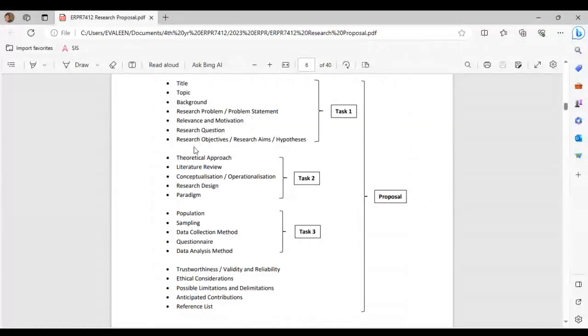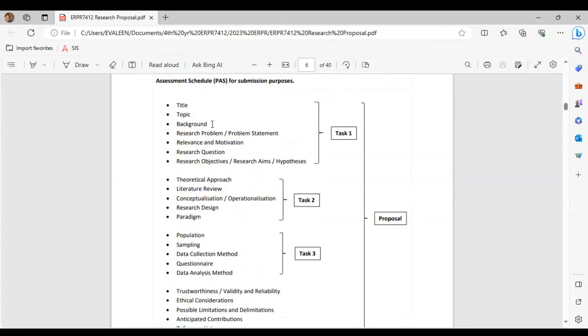Welcome to task 3 of the proposal, and this is what it looks like. We've done task 1, so you should have the title, topic, all the way down to objectives, continuing with task 2, theoretical approach, your literature review, all the way to your paradigm. Now you continue with population sampling, data collection method, questionnaire, and data analysis method.